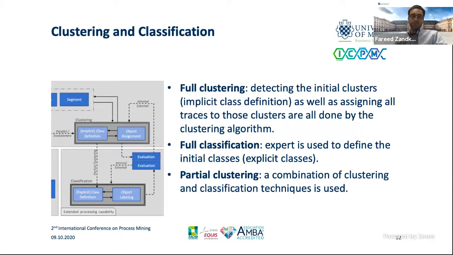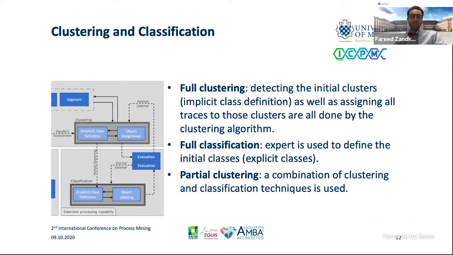We considered three main approaches for clustering, namely full clustering, full classification, and partial clustering. In the full clustering approach, detecting the initial clusters, which we call implicit class definition, as well as assigning all traces to those clusters, are all done mainly by the clustering algorithm. This approach also allows for integrating experts' knowledge when defining the initial clusters.